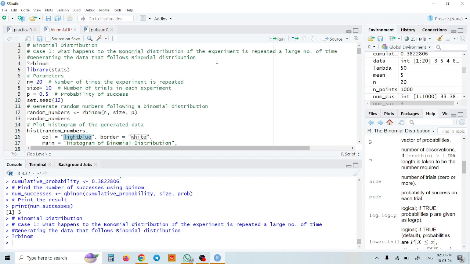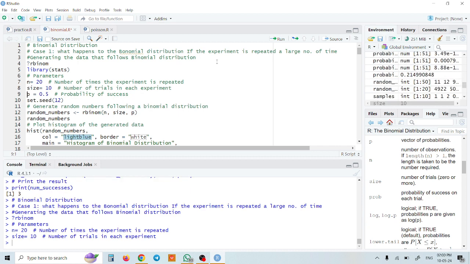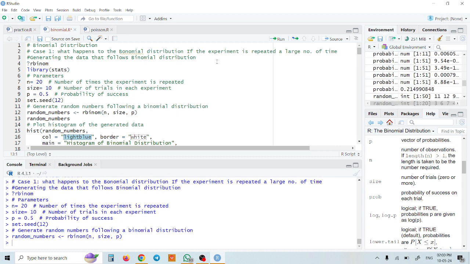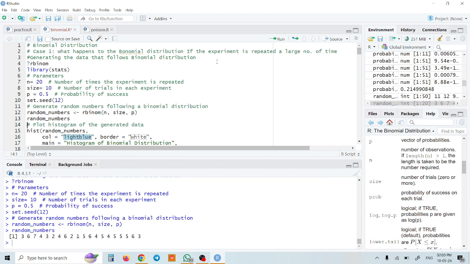So now let us run this. We'll run it one by one by pressing Ctrl+Enter, and then we will see these are my randomly generated values of x. These are the number of successes. The first time we did the experiment, we repeated the trial 10 times, tossed a coin 10 times, and got 3 successes. The second time, you did 10 trials and got 6 successes. Likewise you did the experiment 20 times. So this is the number of successes in each experiment.